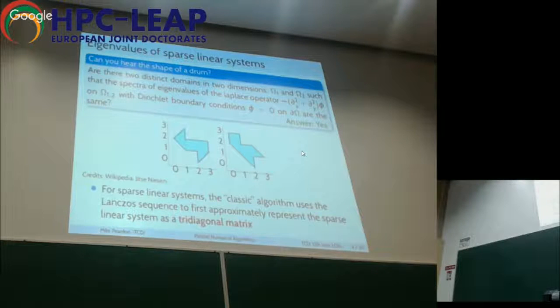So the textbook example is, of course, the Laplace operator. Here we're thinking 2 dimensions. So there it is written out.